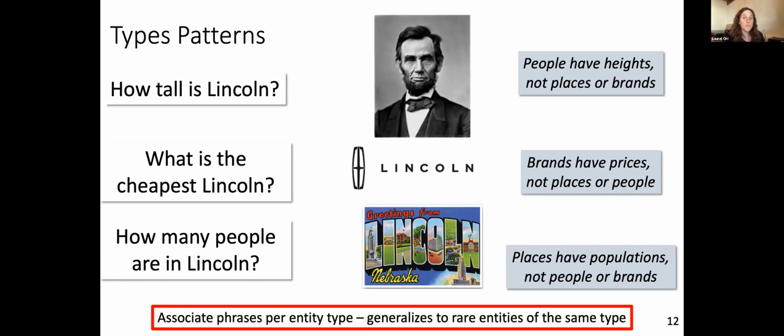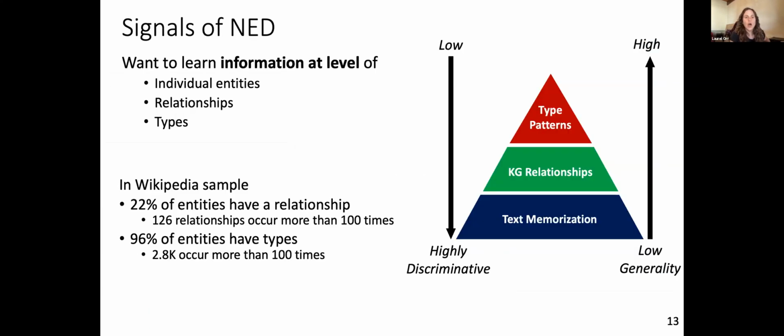And again, this is another pattern that generalizes. If I know what it means to be a person and that people have heights, I can use this to resolve a rare person as well, even if I've never seen it before in training data. So again, these two signals of knowledge graphs and type patterns are really going to help us generalize and not necessarily need all this text memorization to understand the tail. And so these signals live in a hierarchy in terms of discrimination and generality. As I mentioned earlier, this text memorization pattern is highly discriminative. It helps you narrow down the entity a lot as to what the right answer is, but it's not general at all.